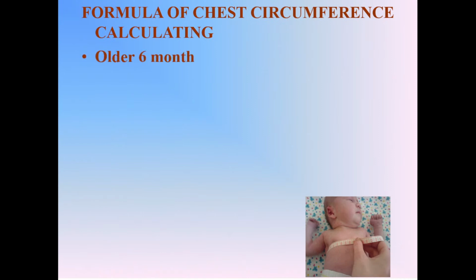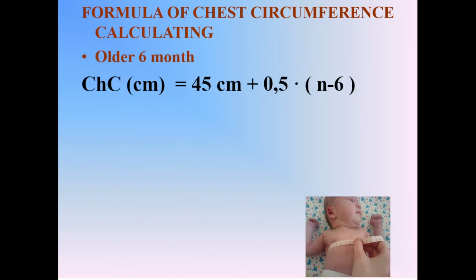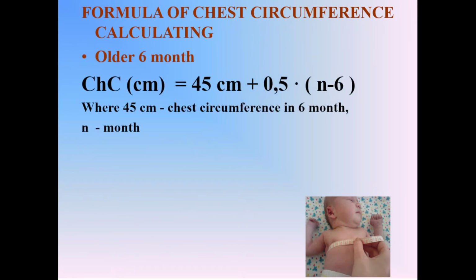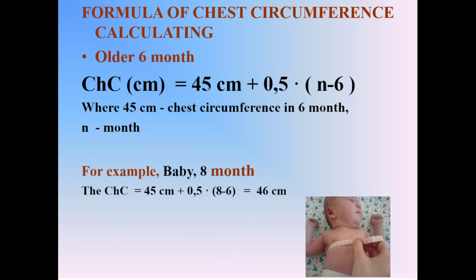Formula of chest circumference calculating older than 6 months. This formula you can see. And also for a baby of 8 months, chest circumference in average is nearly 46 centimeters.